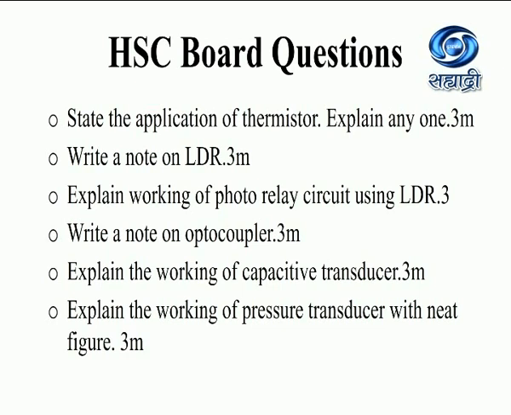Then explain the working of capacitive transducer for 3 marks. In this, 1 mark is assigned for the diagram of capacitive transducer. First of all, you have to explain the capacitance equation that we have seen, that is C is equal to K epsilon 0 A divided by d. So in this question, you can explain the working of capacitive transducer, how the distance is measured between the two plates. So in this way, you can explain this question.